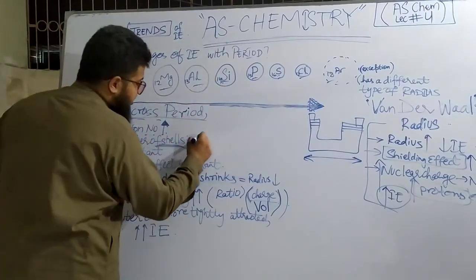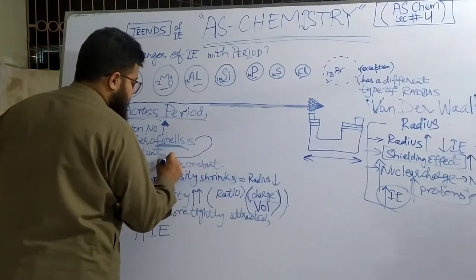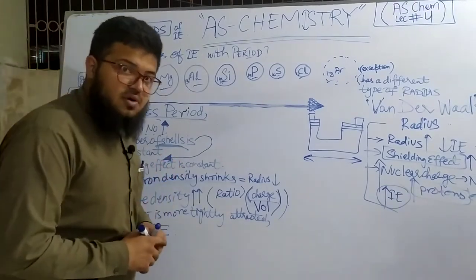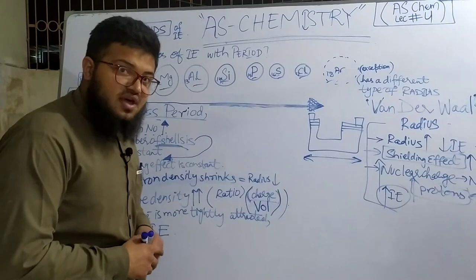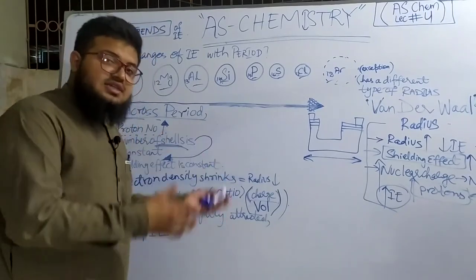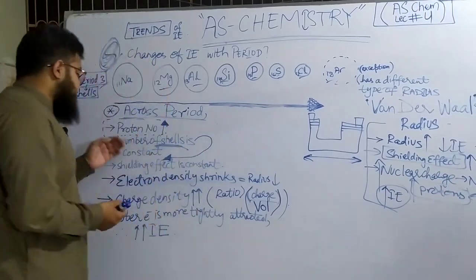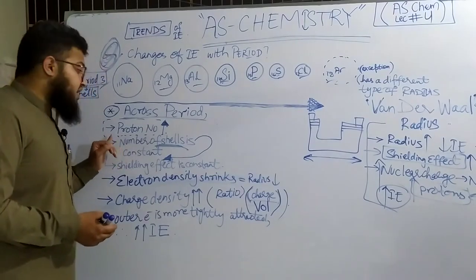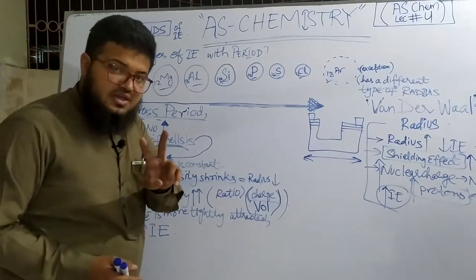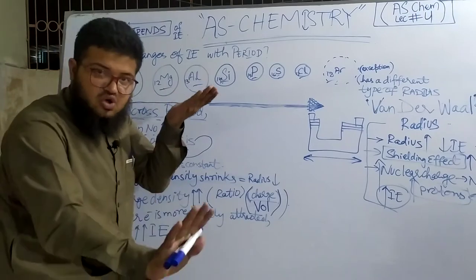If the number of shells is constant, if you remember the previous lecture that we did on the groups, the changes in ionization energy with the group, I told you that the number of shells affects the shielding effect. The greater the shells, the greater the shielding effect, the lesser the ionization energy. The lesser the shells, the lesser the shielding effect, the greater the ionization energy. Over here, the number of shells is constant, so the shielding effect has to stay constant. So now you've come across two factors. Proton number is increasing, but the shielding effect is doing nothing, it's staying constant.